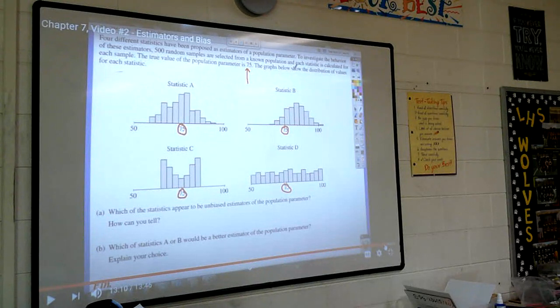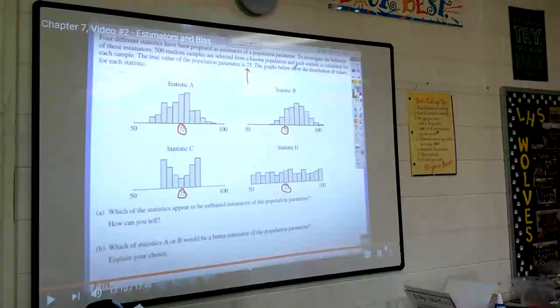Is A an unbiased estimator? Is it centered around 75? That's what we're asking ourselves, if it's unbiased. A, yes. What about B? No. What about C? Yes, absolutely. It's centered around 75. It doesn't look the best, but it's unbiased.